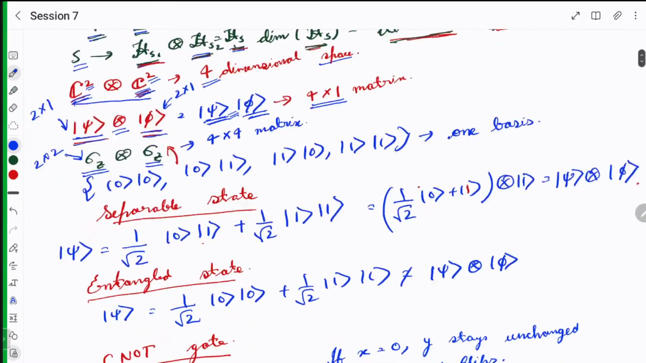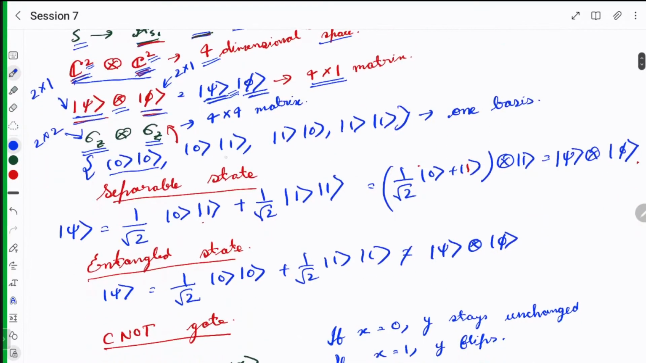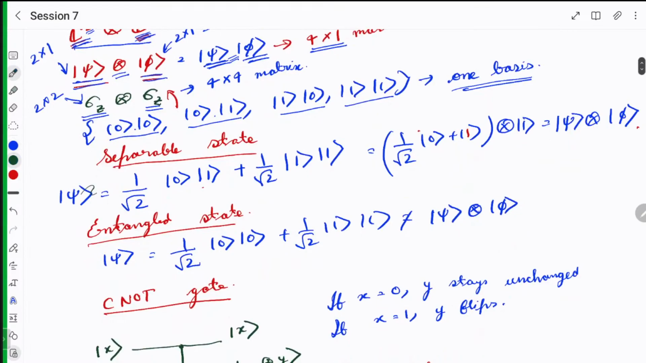Now, we also saw 0 tensor 0, 0 tensor 1, 1 tensor 0, and 1 tensor 1. Here the tensor product is understood. This forms one basis in the C2 tensor C2 space. If we have a basis in some space, then we can take any arbitrary linear combination of those basis states and form a new state. For example, we have formed the state psi over here, taking a linear combination of 0 1 and 1 1.